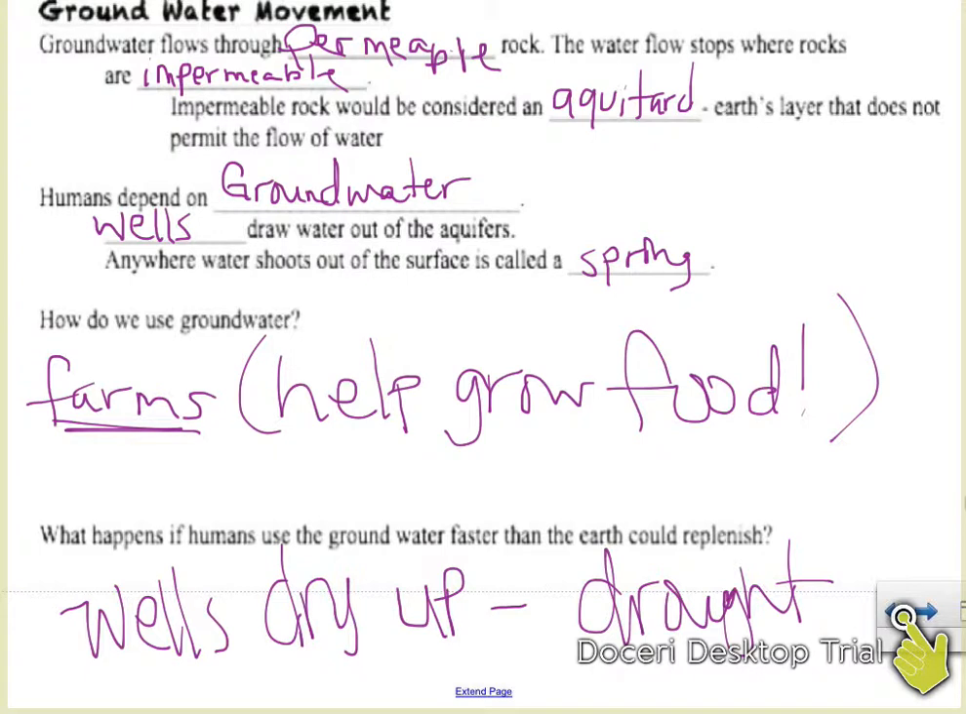Question. Okay, what do you need? It'll take hundreds of years to regenerate. It didn't ask how long it would take to regenerate, it just asked what happens. It dries up. Any questions for your notes? No? Okay, so we're good with that.